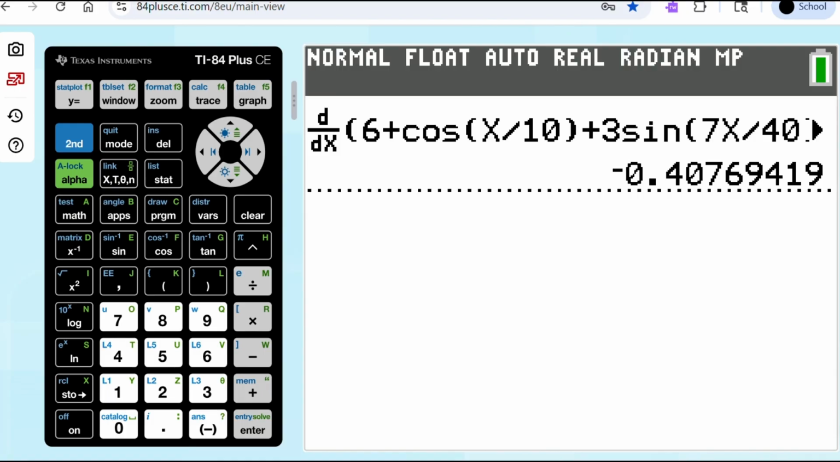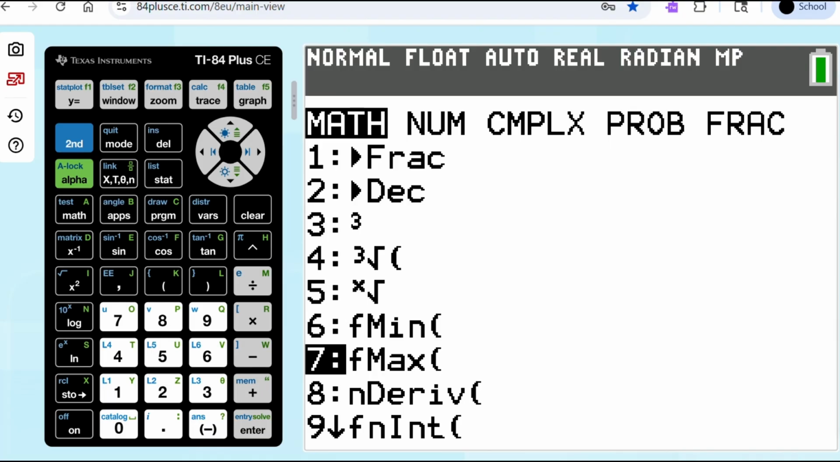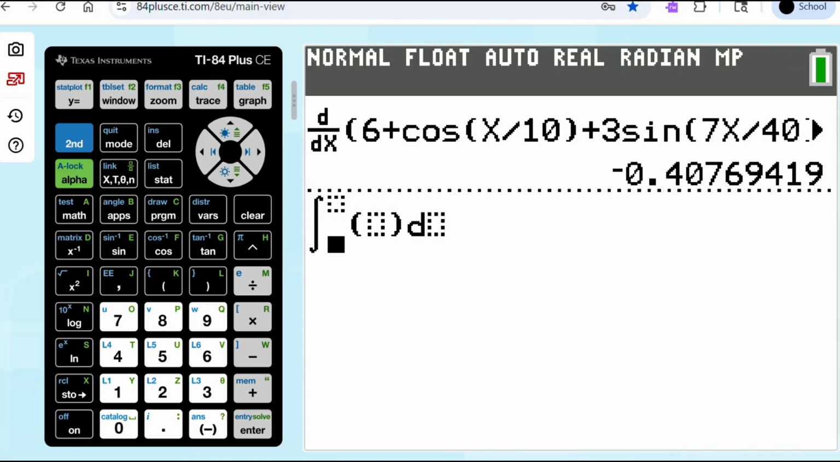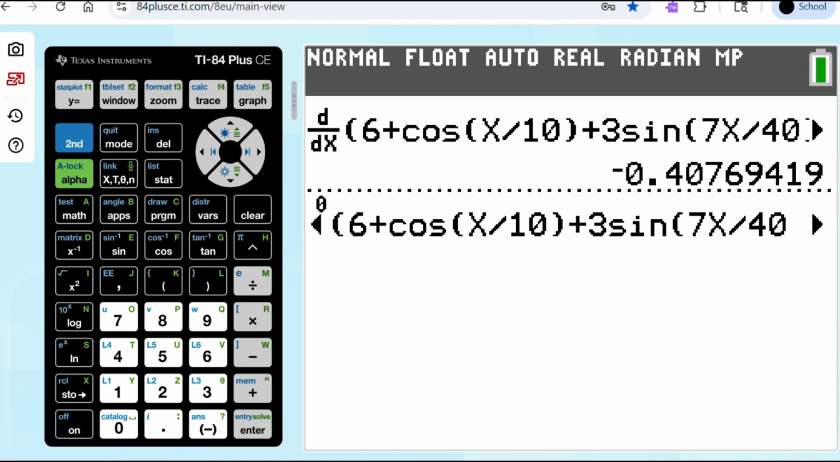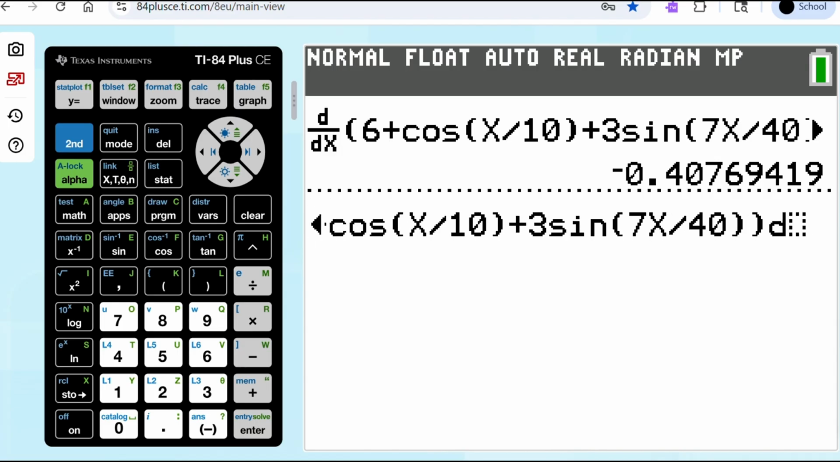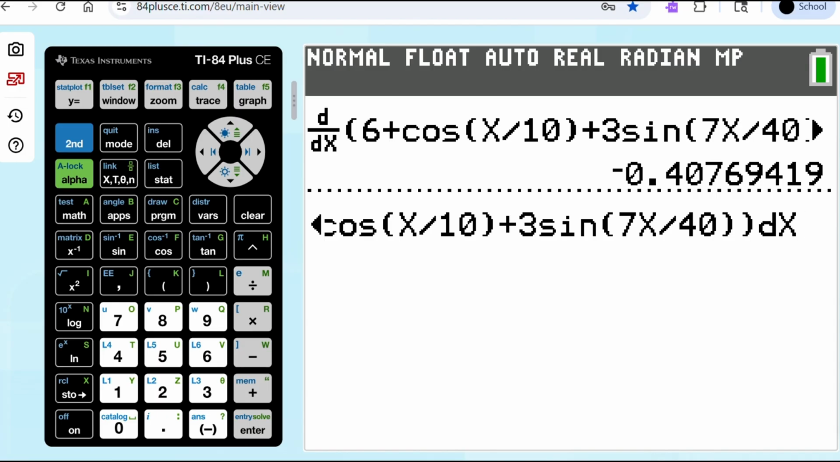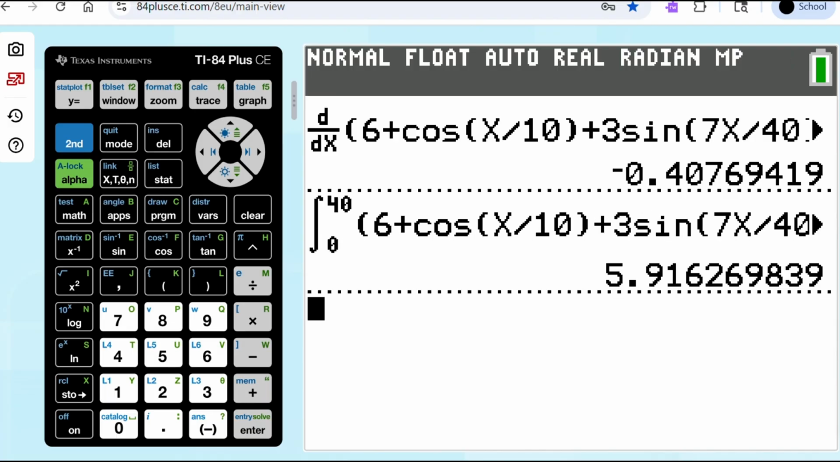So we're going to do math, and go down to option number 9, FNINT. We're going to do 0 to 40, and then put in our function, which again was 6 plus the cosine of x over 10 plus 3 times the sine of 7x over 40, dx. Then, of course, we wanted 1 over 40 times this, so we'll divide by 40 at the end, and we get 5.916.